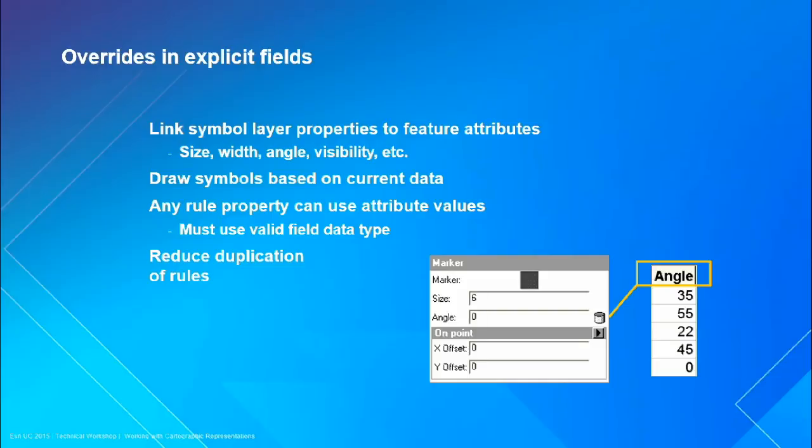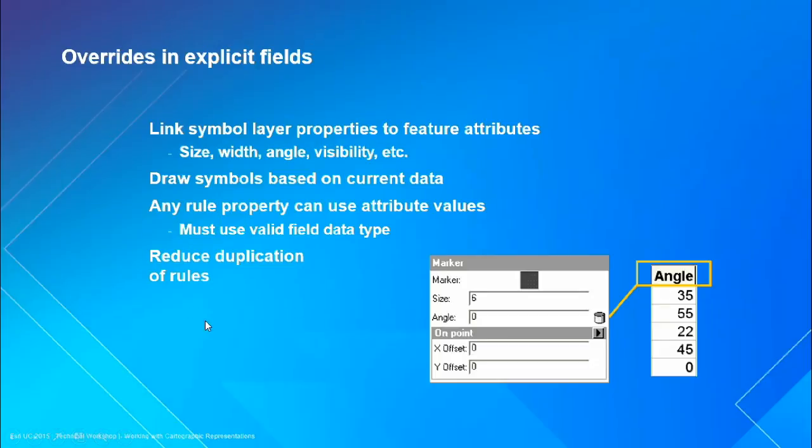Here is an example of hooking properties to a field. So we can specify an angle in the rule. We always want these squares to be on a 45-degree angle so they look like diamonds. Or perhaps more powerfully, we can say, actually, I have an angle already for every single feature. I want to use that. So we hook up this property in the rule to a field in our data, and that's where the values come from. So that's considered an override because we're using a different value for every single symbol. And there's a lot of power in that.